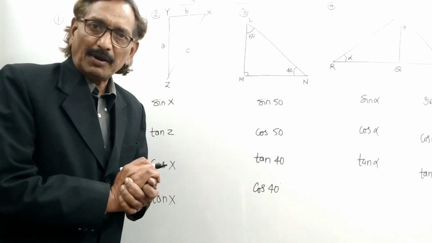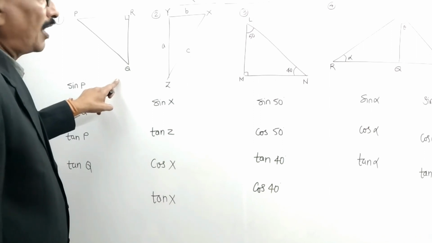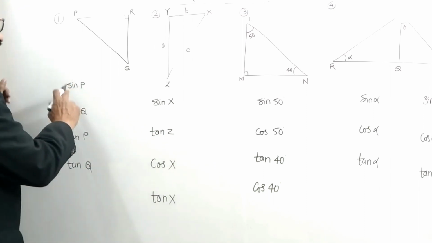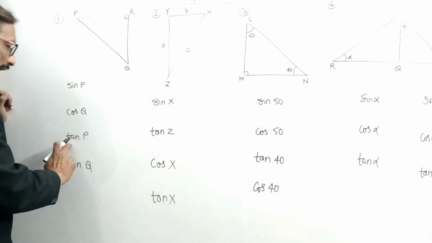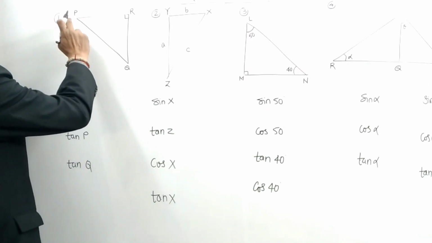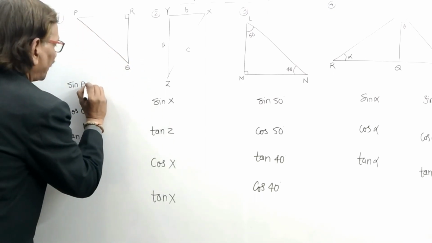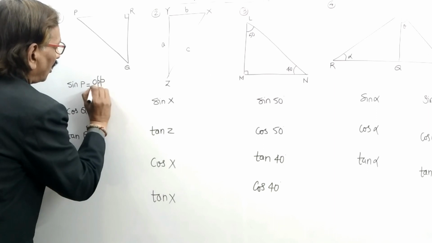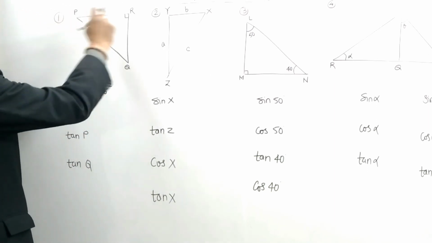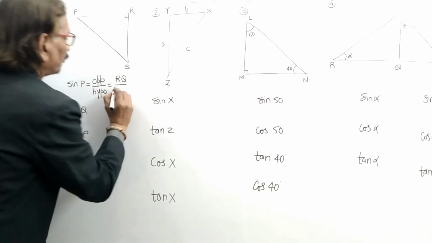Let us discuss few problems. First problem, triangle PRQ, angle R is 90 degree. What is expected from your side is sin P, cos Q, tan P and tan Q. Now look at this diagram again. Sin P, opposite upon hypotenuse. Just write down here, opposite upon hypotenuse. Now the opposite of P is RQ and the hypotenuse is PQ.